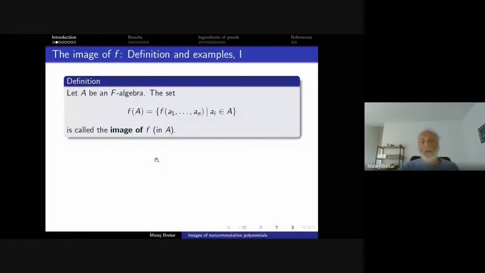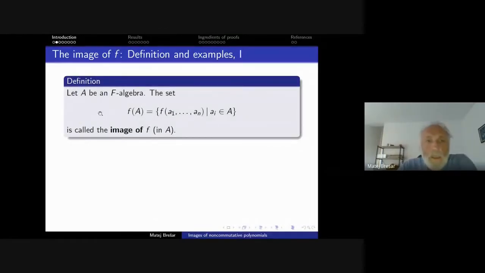Now, the main topic of my talk will be the image of a polynomial on a given algebra. So throughout, A will be some algebra, and then we take the evaluations of our polynomial in this algebra, which simply means that we replace the variables x_i by some elements a_i in the algebra. And this set is then called the image of f in this algebra.